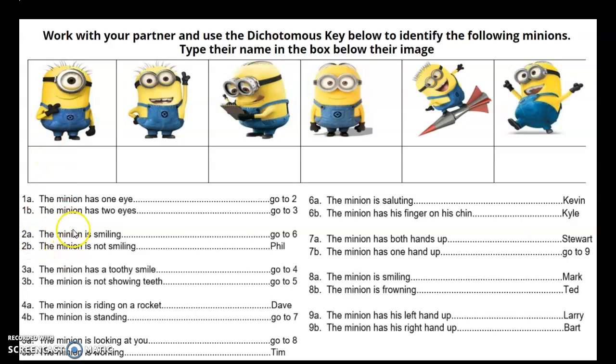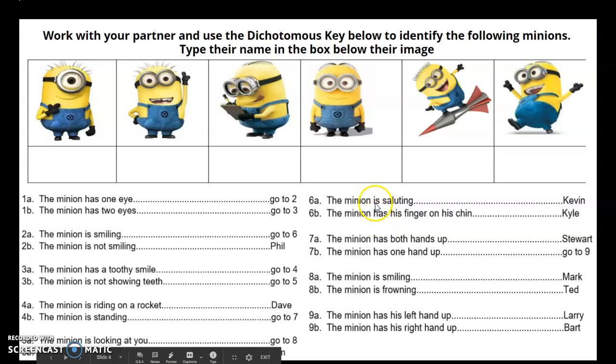And I'm going to read the two statements that are here. The minion is smiling or the minion is not smiling. I look at the observable trait, what it looks like, and yes, he is smiling. So I'm going to choose 2A. I go over to the right, and it says to go to number 6. Okay, notice it says to go to number 6. That means I skip 3, I skip 4, I skip 5, I go all the way to number 6. You follow whatever direction it tells you for the statement that you chose. So I skipped all of those. I didn't need them. I went to number 6.